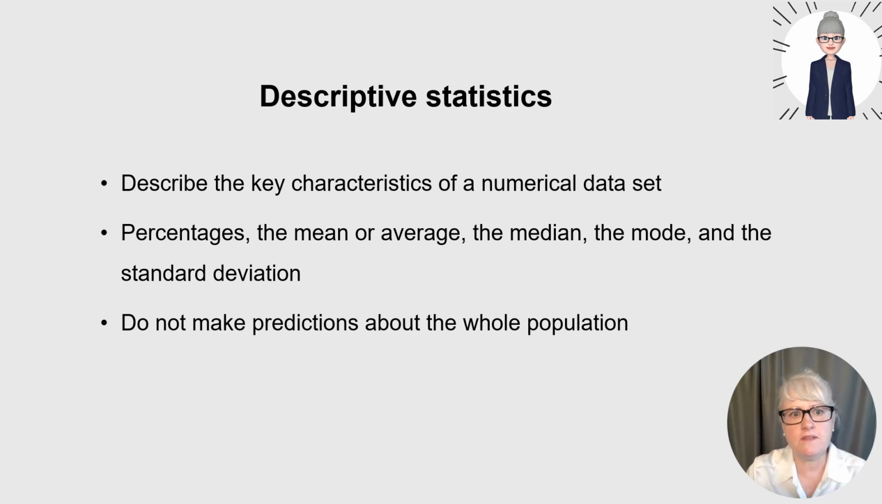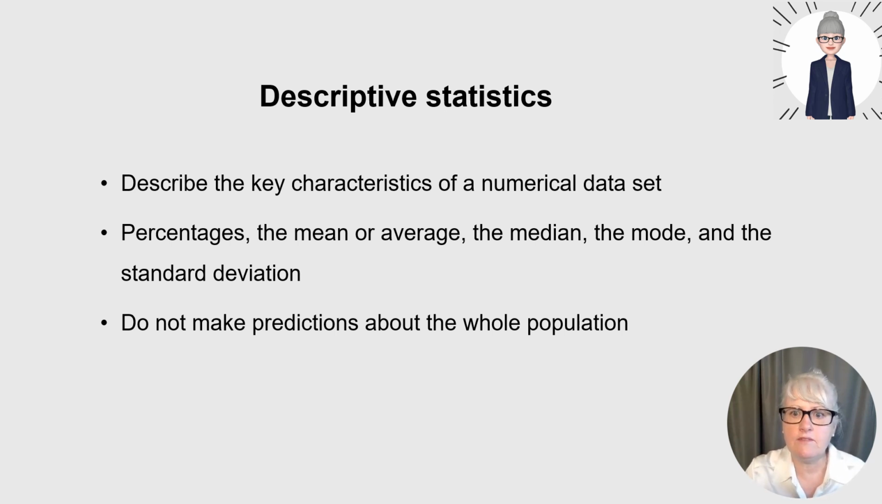So firstly, descriptive statistics. When you see that term used, all it's doing is describing the key characteristics of a numerical data set. And data can be described as percentages, the mean or average, the median, which is the midpoint between a range of numbers. So you place your numbers in numerical order and it's the midpoint. The mode is the most commonly occurring number, and a standard deviation, and that's just a metric that shows how dispersed the set of numbers are. So how far or near the numbers are from your average.